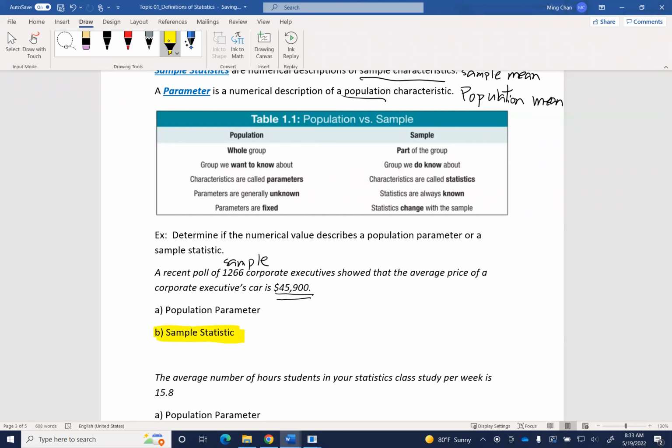Okay, so my numerical description is the $45,900, but this number comes from a poll of 1,266 corporate executives. Okay, so that's a sample of all the corporate executives.